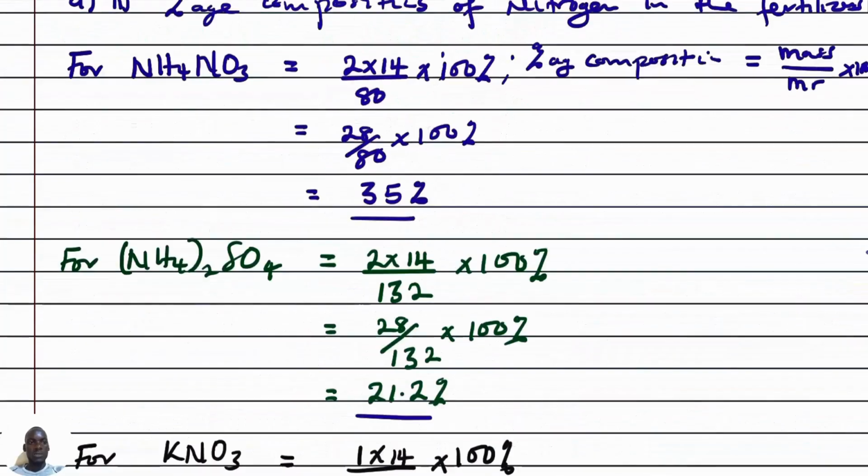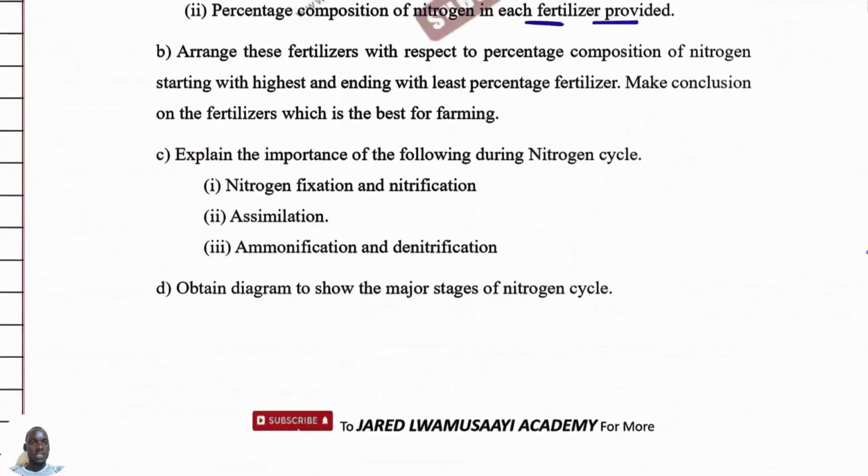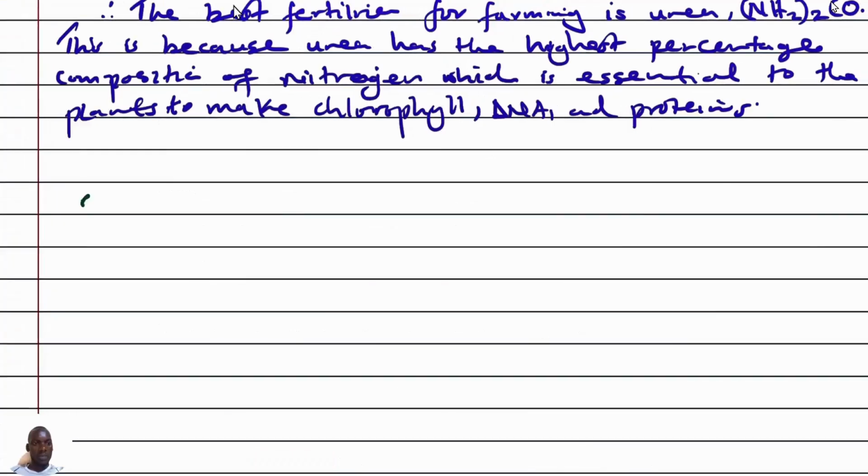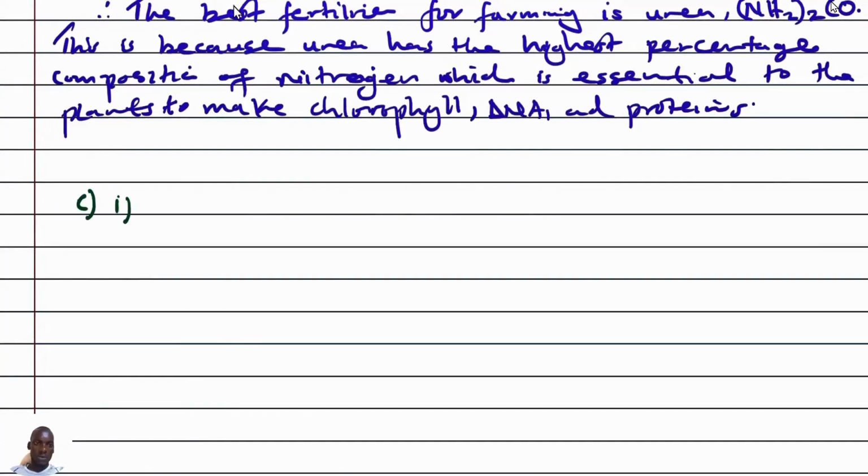We can now proceed to our next part, which is part C of our question. They say explain the importance of the following during the nitrogen cycle. We have Roman numeral 1, nitrogen fixation and nitrification. Part C, Roman numeral 1. We are to explain the importance of nitrogen fixation and nitrification.